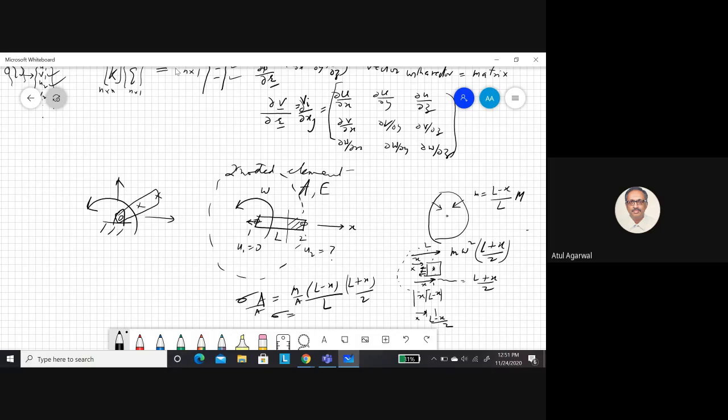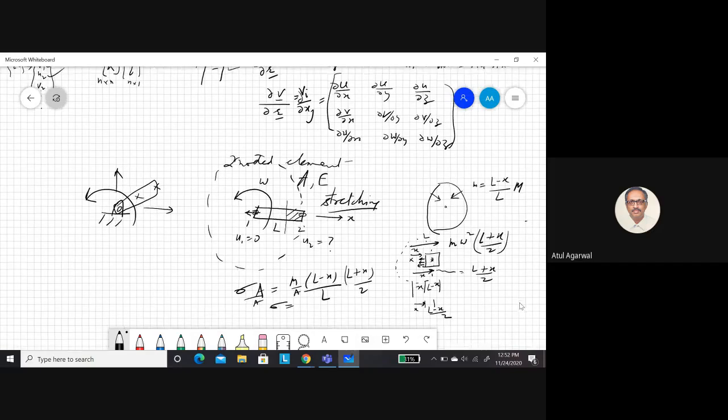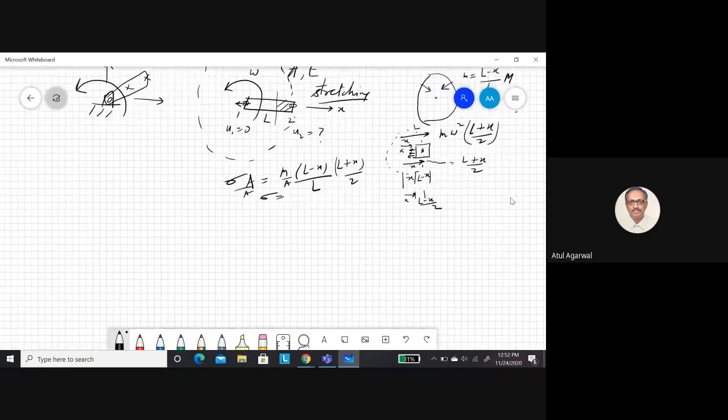Naturally, because of the tensile stress, there will be stretching in the bar. So you want to find those displacements. Displacement U2 is some value. This point is fixed, so it has value 0. So you want to find this change in length. How do you go about doing it in FEM? I told you the mechanics of solids solution of this. So in FEM, what will you do?